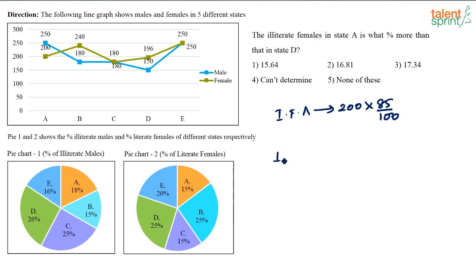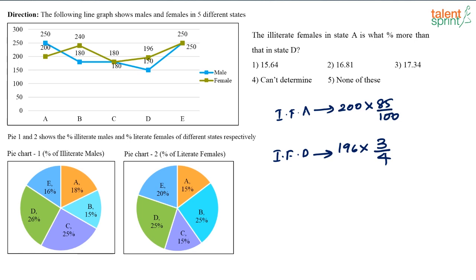Now in state D, how many illiterate females are there? If you look at state D, 196 females are there, out of which how many are illiterate? 25% are literate. So how many are illiterate? 75% are illiterate, or 3/4 of them are illiterate, correct?